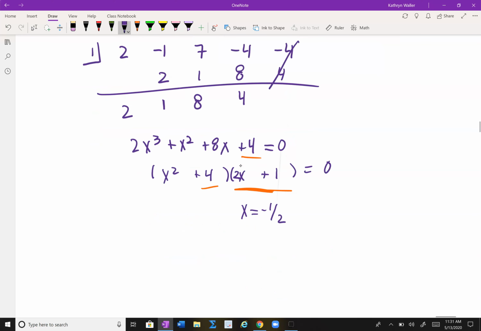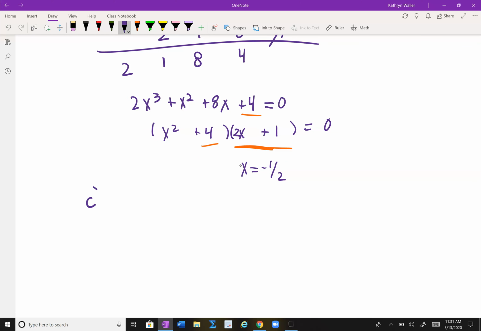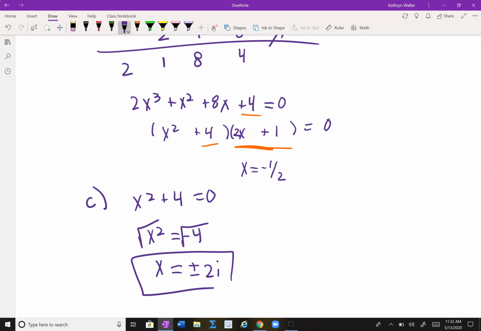So I'm done with rationals, and then I'm going to come back here, and I'm going to take that x squared plus 4, set it equal to 0, and those will be my other zeros. So I move the 4 over, and it becomes a negative, so x squared equals negative 4, square root it, and I get x equals plus or minus 2i, and those are my other zeros, okay?